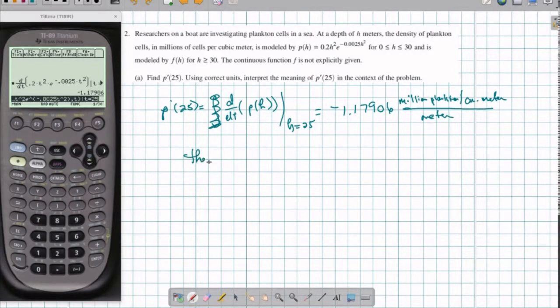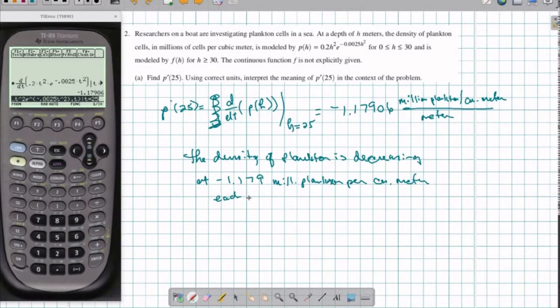In other words, the density of plankton is decreasing at negative 1.179 million plankton per cubic meter each meter at h equals 25 meters. So that's my justification, that's my explanation, and that's part A.